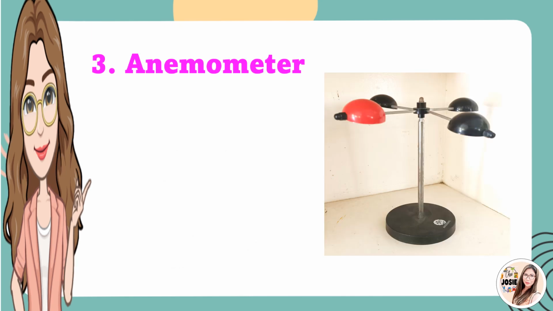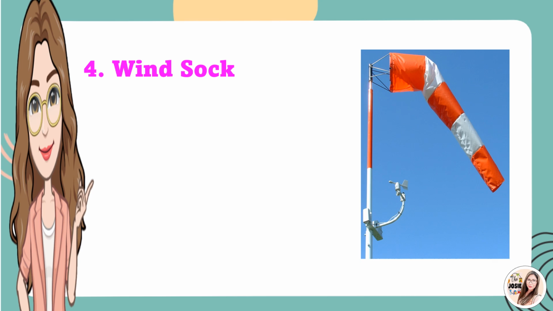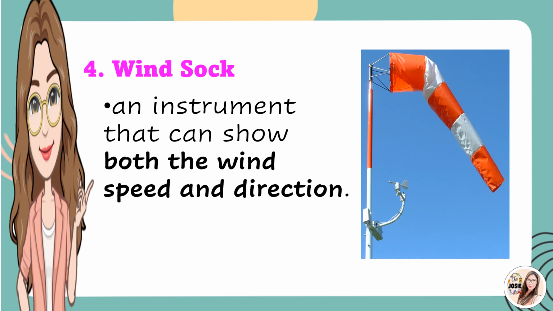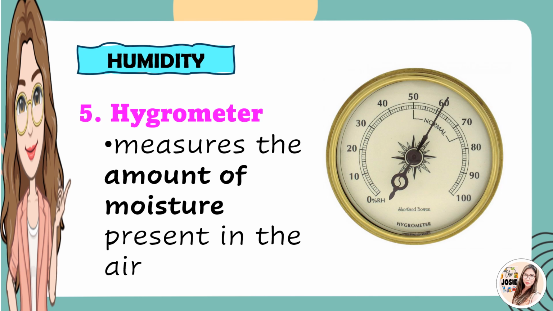The third instrument is the anemometer. An anemometer is used to measure the speed of the wind, just like in this example. The fourth one is the windsock. It is an instrument that can show both the wind speed and direction. Next, under the weather component of humidity, we have number 5, the hygrometer. It is used to measure the amount of moisture present in the air.